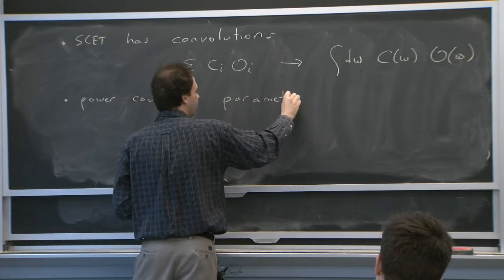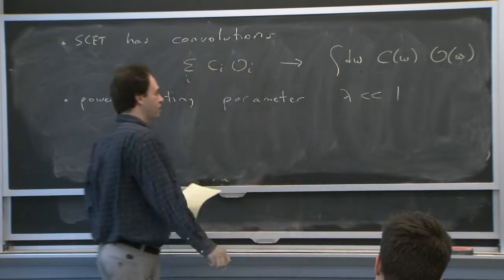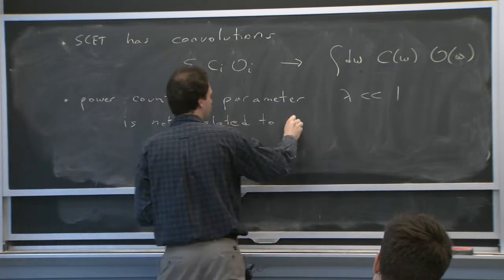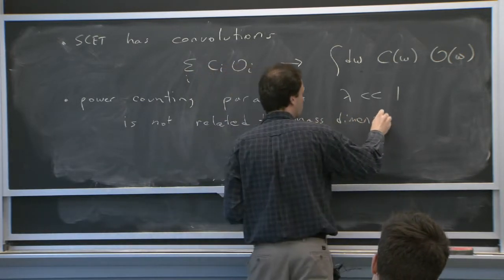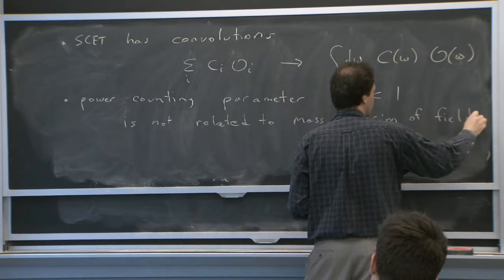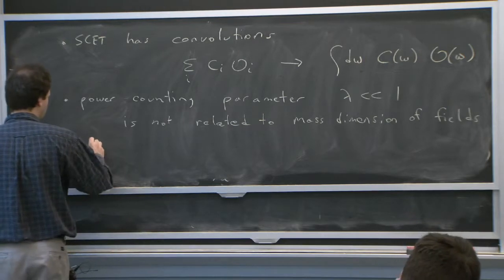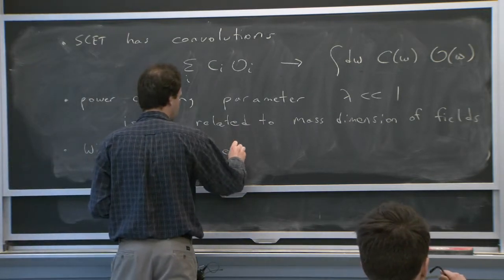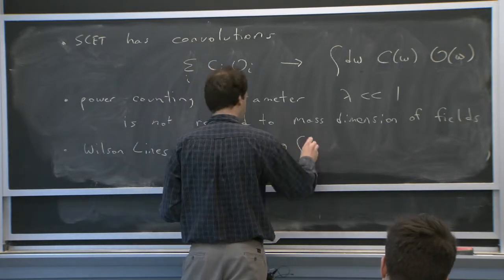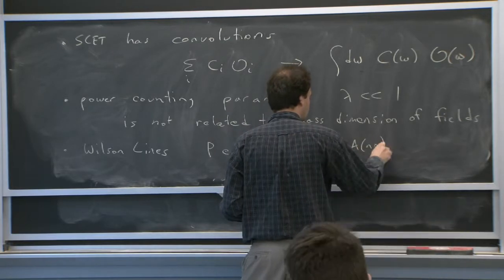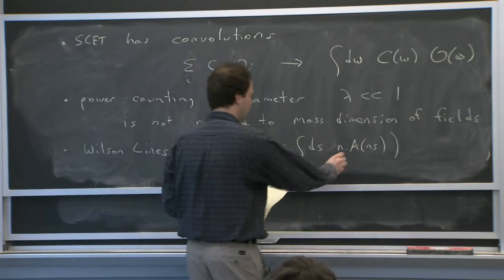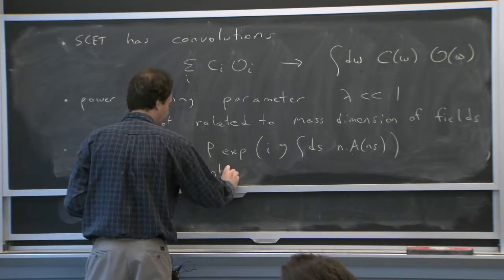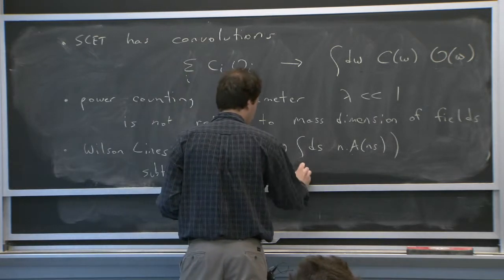So there's going to be a power counting for this effective theory. We're going to call the power counting parameter lambda, and it's not going to be related to the mass dimension of fields. We'll have to figure out how to do the power counting. There's going to be something called a Wilson line, which shows up all over the place in this effective theory. These are lines in space that are coupled to the gauge field A. We'll see why they're showing up. But it's related to the fact that this effective theory has a very interesting and perhaps subtle gauge symmetry structure.